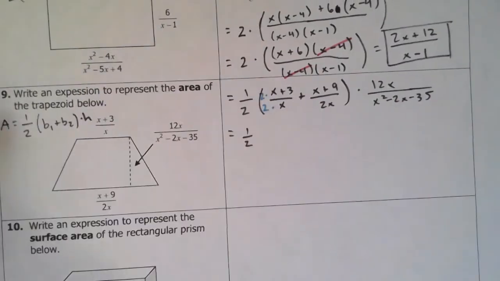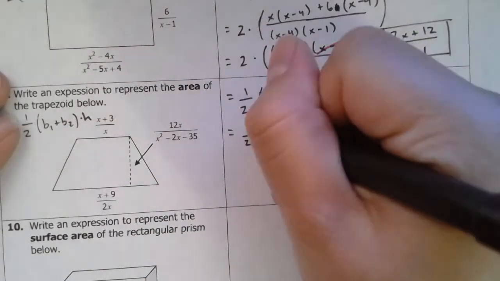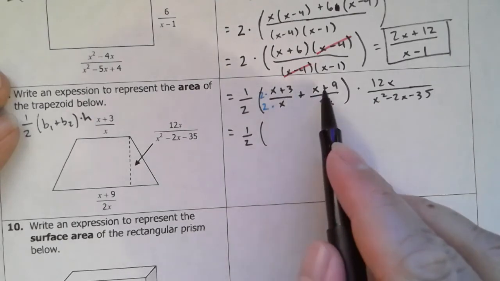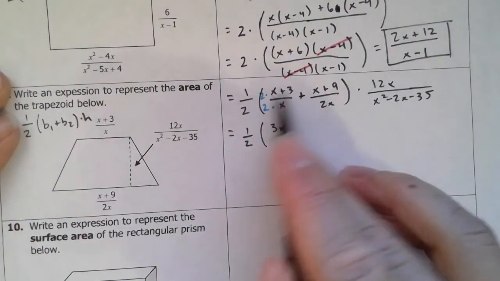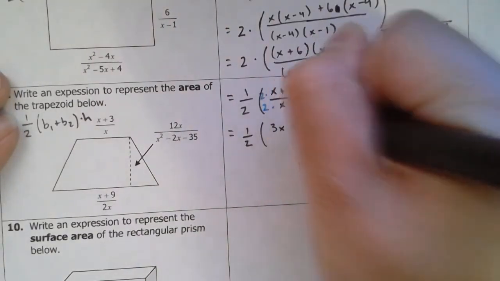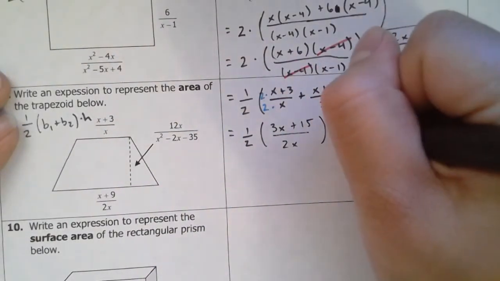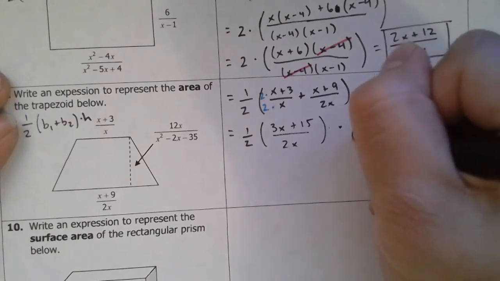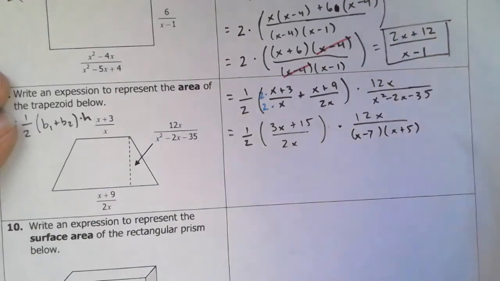Let's go ahead and combine those like terms. So I'm going to get 2x plus 6, so 2x plus 6 plus x plus 9. So 2x, x, those are like terms. I'm getting 3x, and then 2 times this, right? So 2 times 3 is 6 plus 9, so I'm getting 15 all over 2x times 12x, and I'm just going to go ahead and factor out my denominator already to save some space. So I get x minus 7, x plus 5.